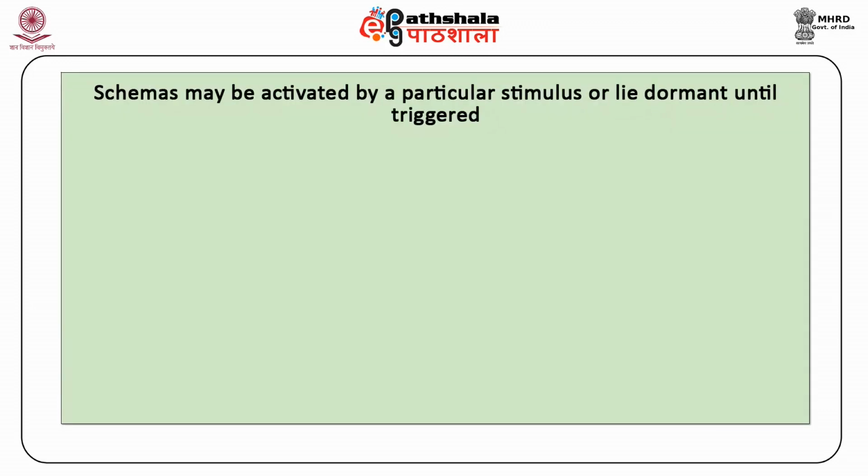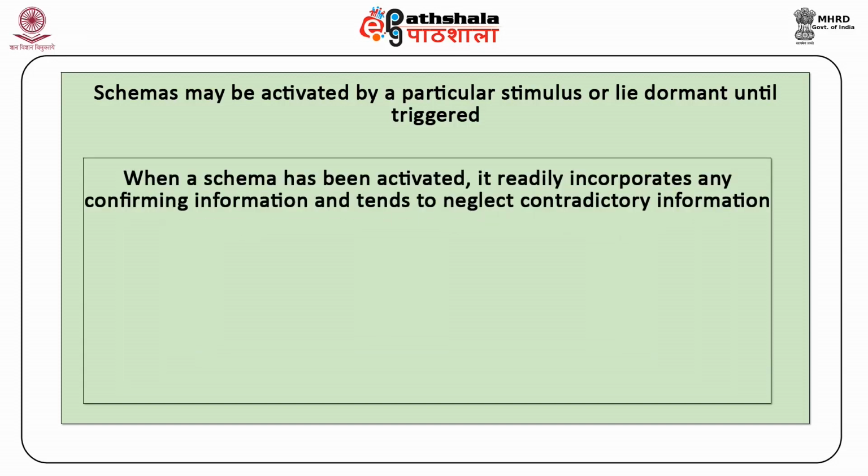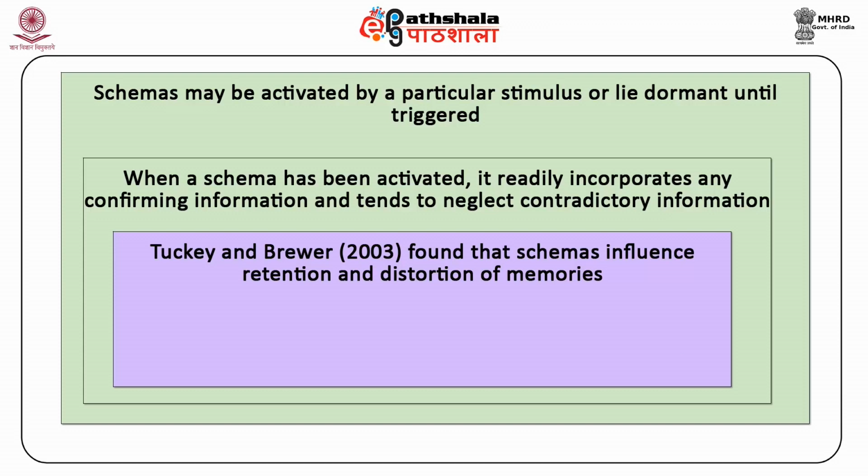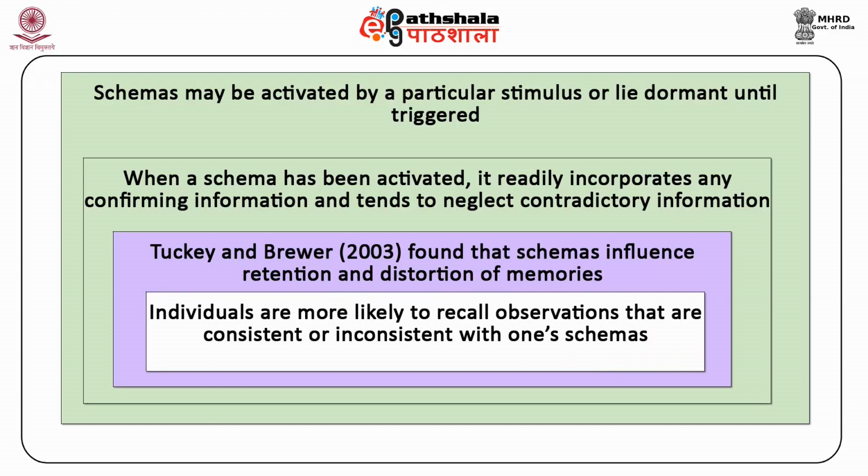Schemas may be activated by a particular stimulus or lie dormant until triggered. When a schema has been activated, it readily incorporates any confirming information and tends to neglect contradictory information. For example, when people view themselves as incompetent, they accept negative information they receive about themselves and overlook or dispute anything positive. Tuckey and Brewer found that schemas influence retention and distortion of memories. Individuals are more likely to recall observations that are consistent or inconsistent with one's schemas compared to observations that are irrelevant to one's schemas. Inaccuracies in recollections are particularly likely to be schema consistent.